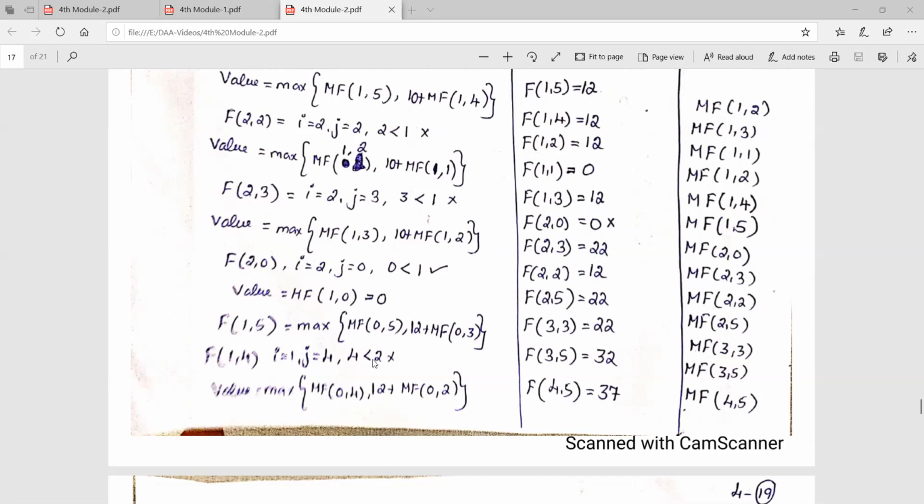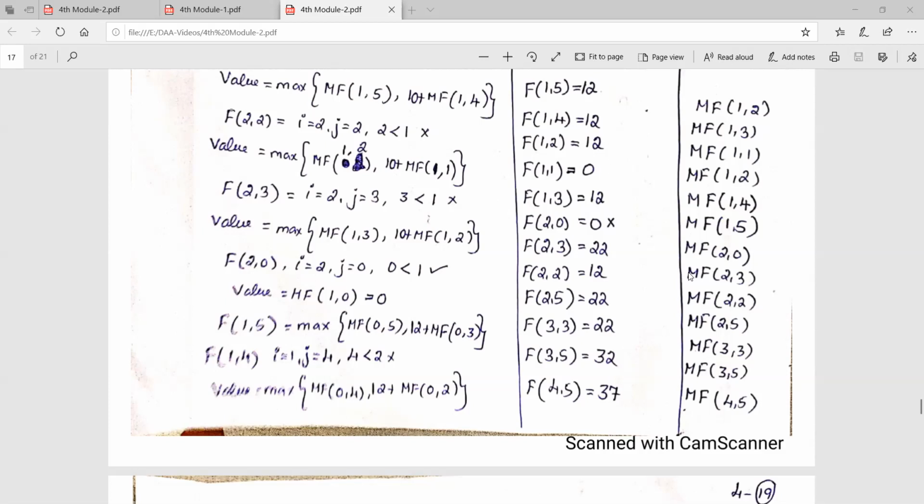Now j less than weight. So the weight of the first object is 2, so this condition is not satisfied. Now we have to identify the maximum of (i minus 1, that is 0, comma this j value 4), comma profit of the first object, that is 12, plus MF of memory function of i minus 1, that is 0, comma j minus wi. So 4 minus 2, it will be 2. Now 0 comma 4, the value will be 0. 0 comma 2, the value will be 0. So 0 comma 12 plus 0, 12. So for the value f of 1 comma 4, we are having the value 12.